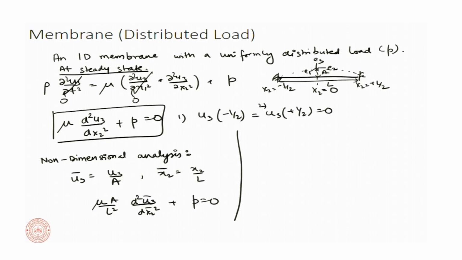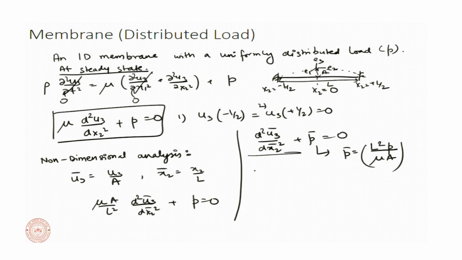We can take this to the P term and say that d square u3 bar by dx2 bar square plus P bar is equal to 0, where P bar is equal to L square P over mu into A. So this is a normalized pressure term. Now we can write the boundary condition that u3 bar at minus 1 by 2, in this case it is L by 2, this is my mistake, equals u3 bar at plus 1 by 2, which is equal to 0.